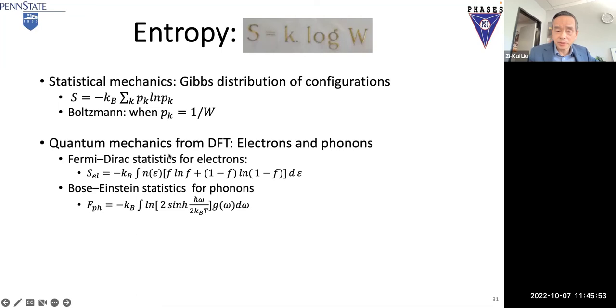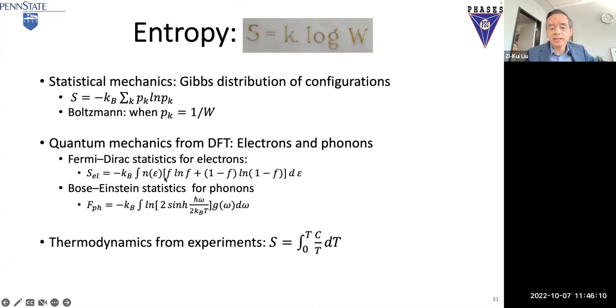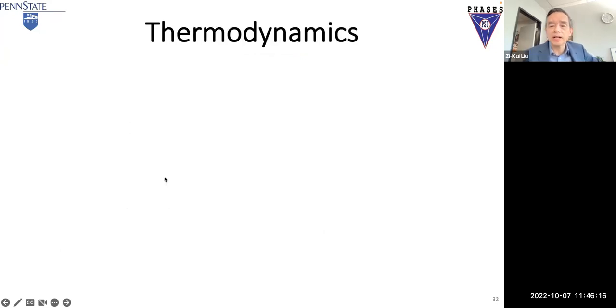So for different configurations, we can calculate their free energy. Okay, the phonon, of course, you can do E minus TS, you get the electron contribution. Okay, so you put them together, now you get quantum mechanics here, right? So I have statistical quantum mechanics. That's where I should agree with experiments as we demonstrated. Okay. So now the question is, where do we go from there?